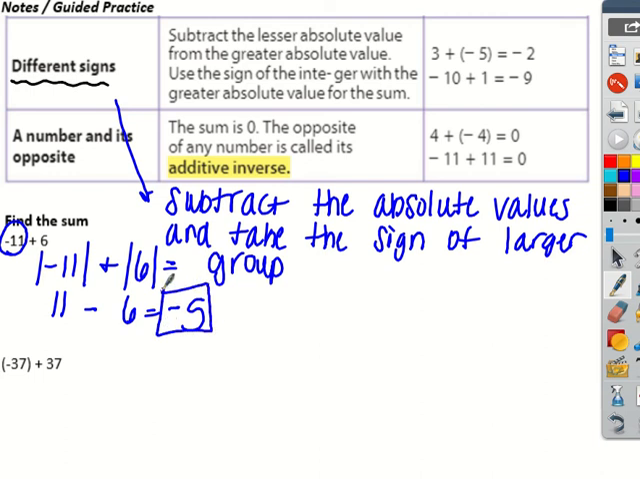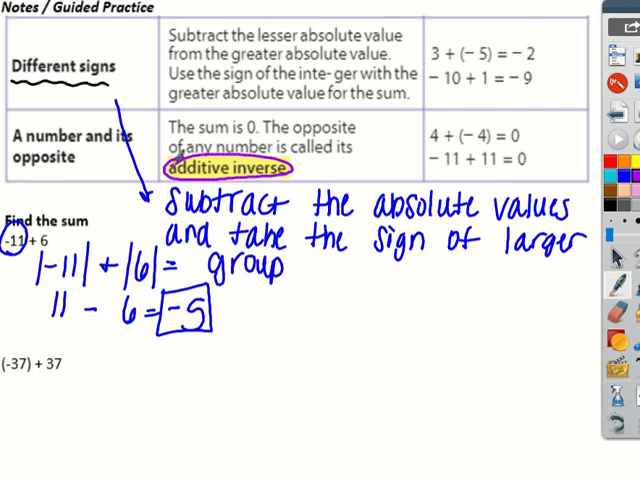So when you're adding integers with different signs, you actually subtract the absolute values and then take the sign of the larger group. Okay? Well, if you look down below, both of our groups, we have 37 reds and 37 yellows. This is where the additive inverse comes into play. This is the opposites, right?